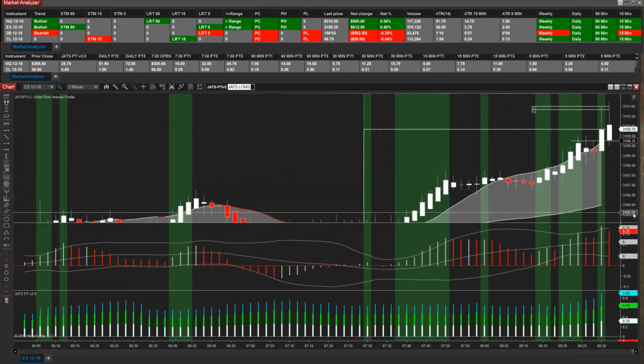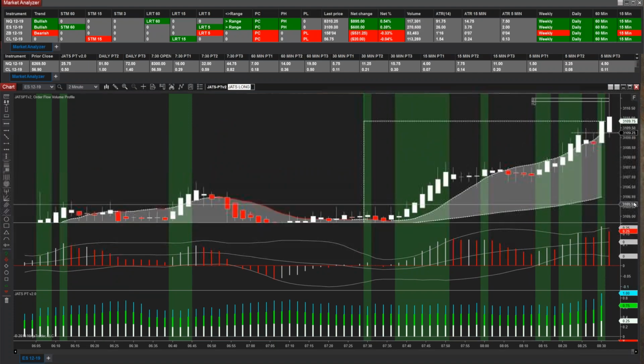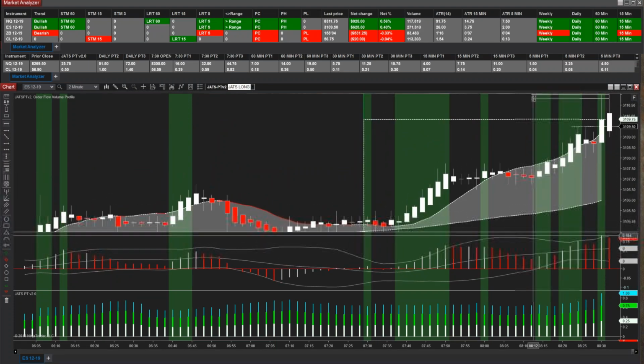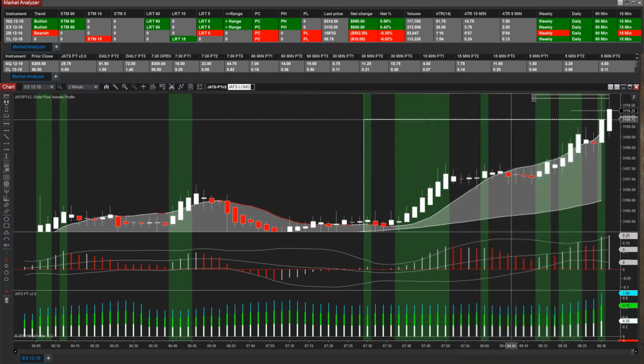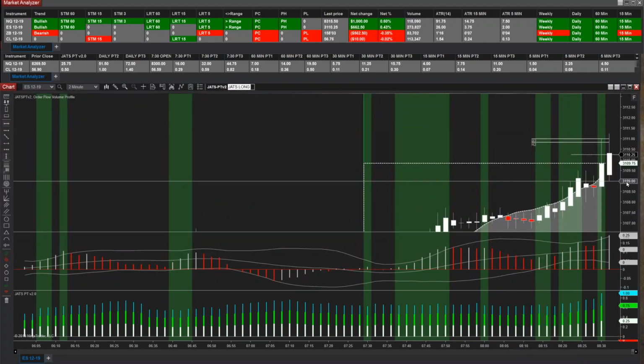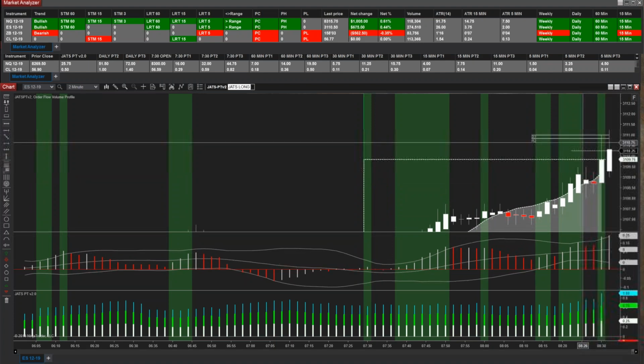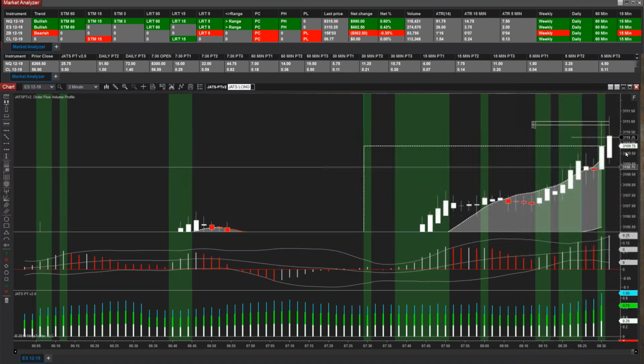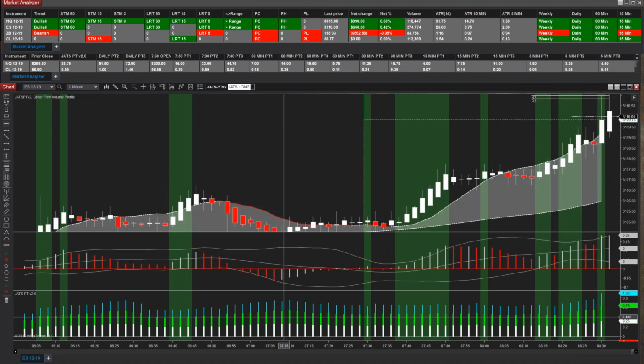Okay. So love Bloodhound, new PT indicator giving me targets to trade to. Now I know where I'm going, and tie that in with other support resistance levels, and you have a good trade plan.